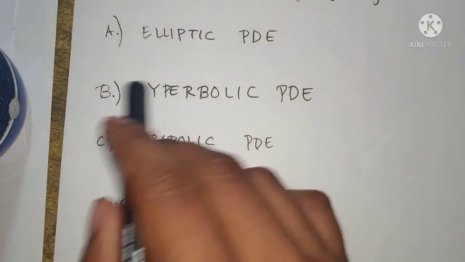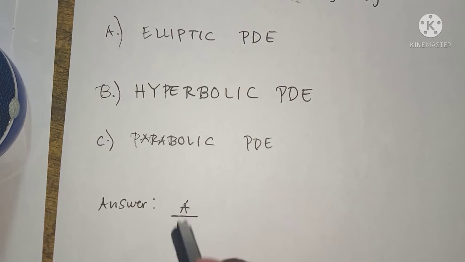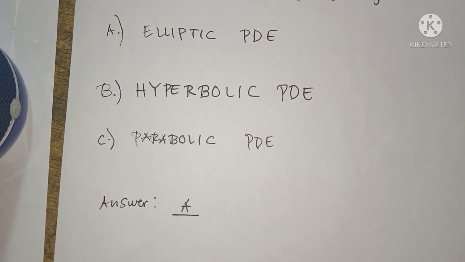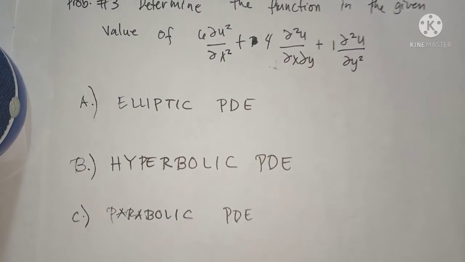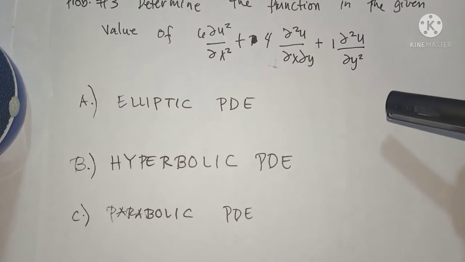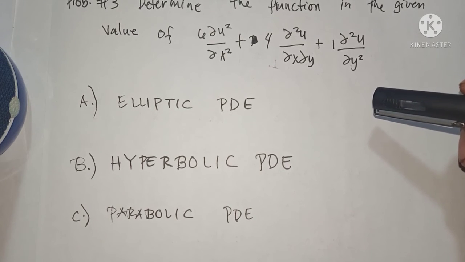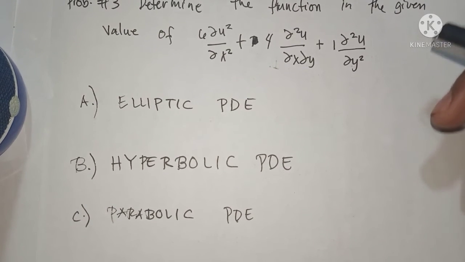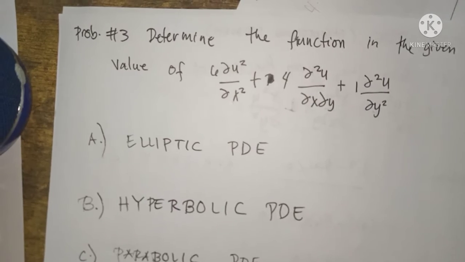So dito, kung isosolve natin ito, yung answer nito ay letter E, which is elliptic PDE, na kung saan ang given value dito ay elliptic PDE. Kung ang result nito is negative 8 less than 0. So okay, yun lang po.